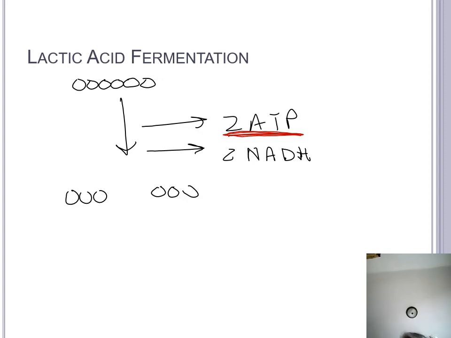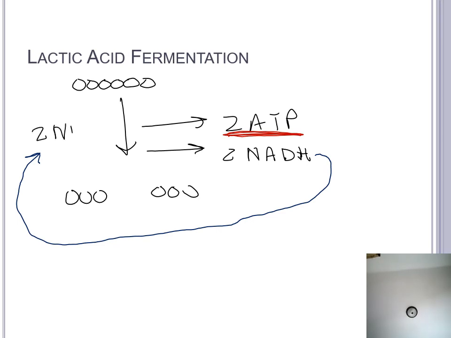The problem is the same as before. We've got NADH molecules that are full of electrons, and we need to do something with them since there's no oxygen and we can't use an electron transport chain. Once again, we're going to take those NADH molecules and dump those electrons out on the pyruvates and regenerate the NAD+ molecules and create 2 NAD+ molecules.